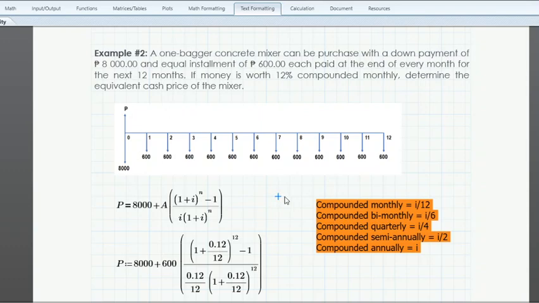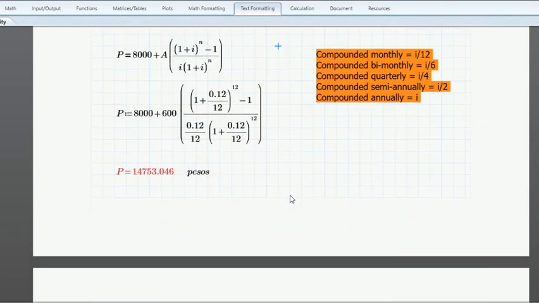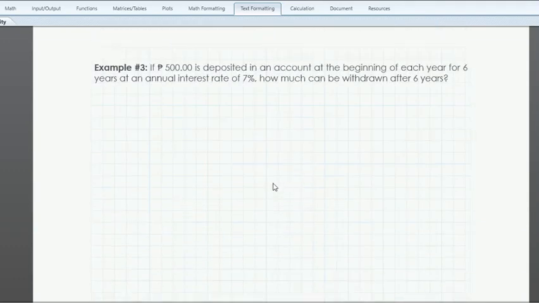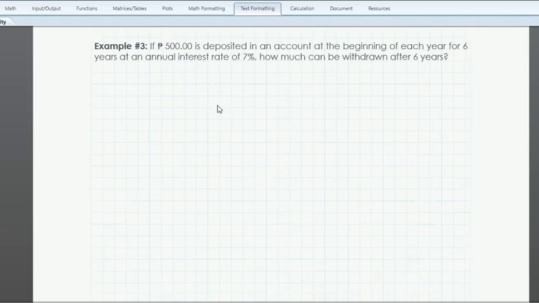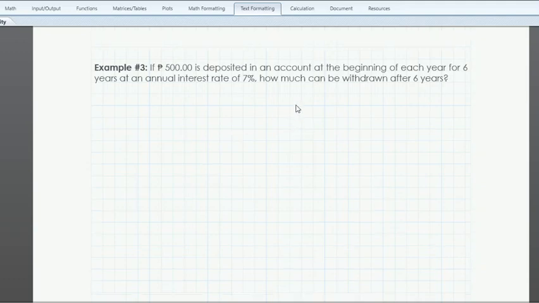Okay? So, moving on to our third example, we have if 500 pesos is deposited in an account at the beginning of each year for 6 years at an annual interest rate of 7%, how much can be withdrawn after 6 years? So, ngayon, anong napansin sa problem? We are going to deposit daw sa bangko ng 500. Kailan tayo nagde-deposit? At the beginning of each year. 'Diba? Kapag at the beginning, we call it as annuity due.